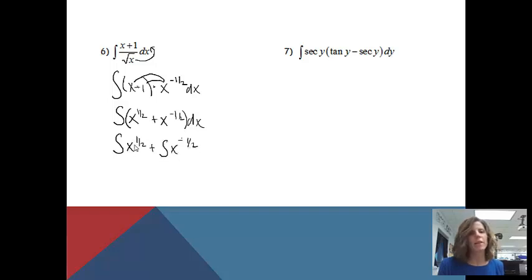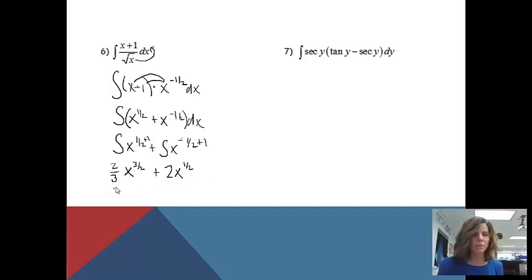Okay, and then from here, if I raise my power by 1, I'll get x to the 1/2 plus 1 would be 3/2. And then from that previous example, remember if we had a fractional power, we ended up with the reciprocal of that power out front. And then the next one, if I have x, if I add 1 to that power, negative 1/2 plus 1 would be positive 1/2. And then again, if I have a fractional exponent, I end up with the reciprocal of that, which would be 2 out front.